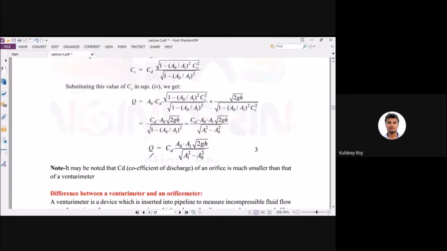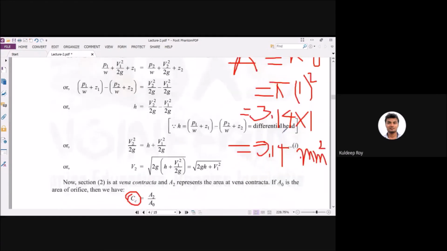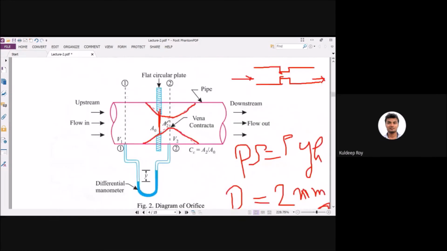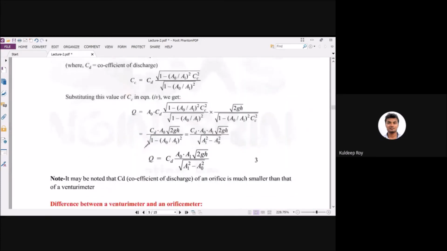As I already told, you have to put in the known quantities. A naught is from the diameter. You can easily determine, as I already showed, that it will be 3.14 times the squared diameter, if your orifice plate diameter is 2 mm. A naught is known to you, and A1 for this position, you know the diameter of the pipe. So A naught is known, A1 is known, rho, g, root over 2g with g as 9.8.